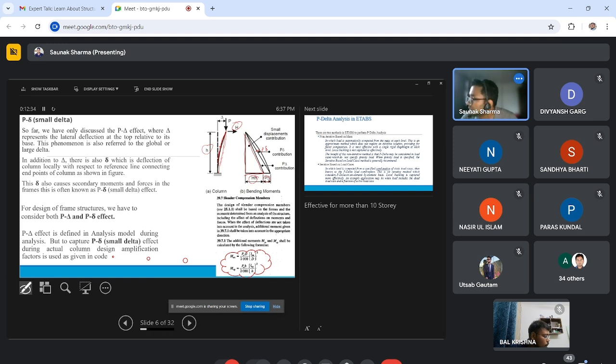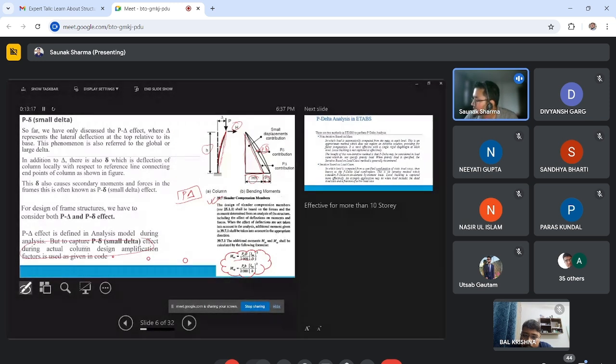This is known as P small delta. Now, while designing an analysis model for P big delta, we define some parameters and then we have extra work to do in the model. But this P small delta is considered by default in the software. If you see IS 456 clause number 39.7, it is written that to capture P small delta, the effect during actual column design, an amplification factor is used as given in the code. This is considered by the software itself.